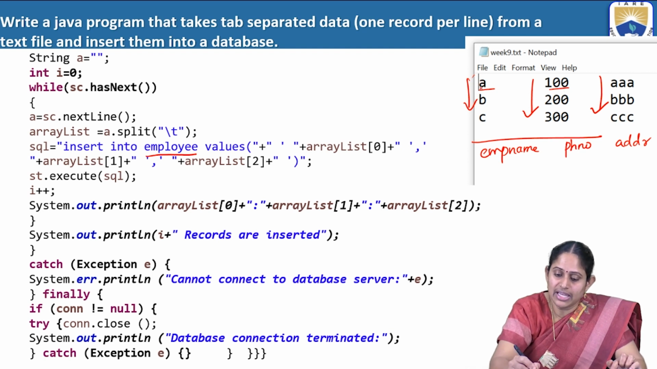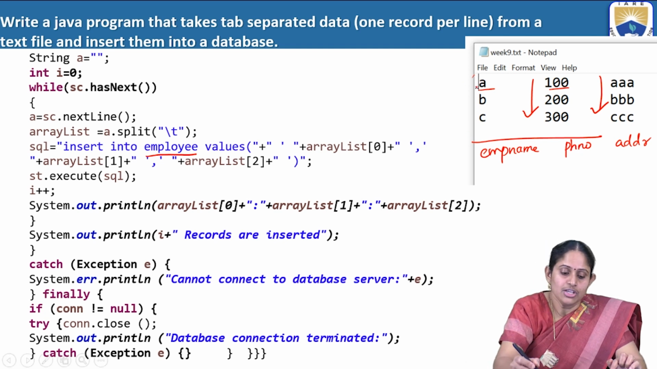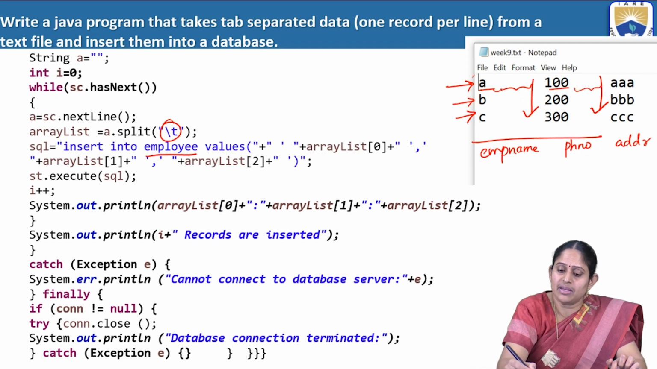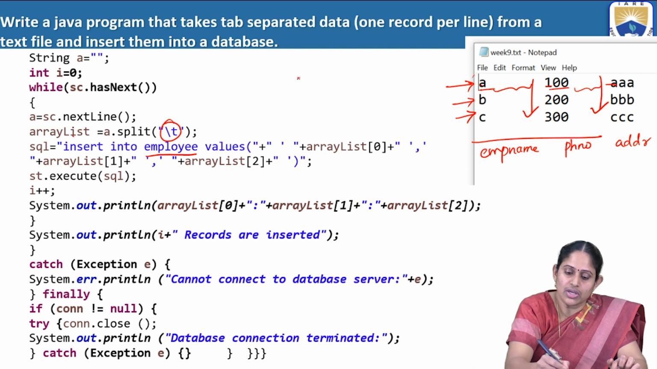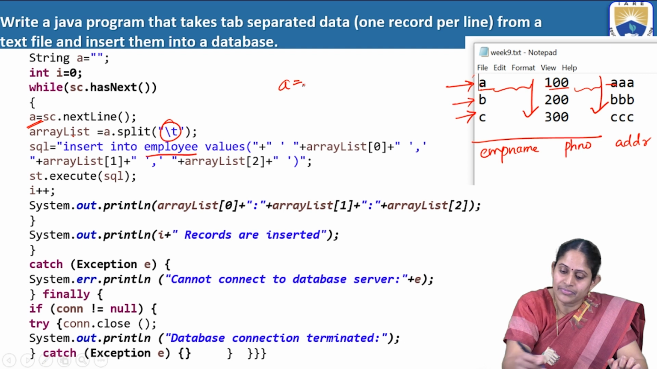So first we have this file. From that file we have to read each line. So we will be reading each of these lines one at a time, and these lines will be split since it is tab separated data. These tabs will be removed and then each of these contents will be stored into the array. So initially we have the string A storing the first line.